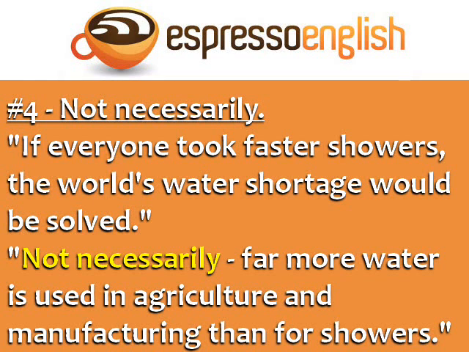Phrase number 4. Not necessarily. This phrase is often used when the statement doesn't present the entire picture. For example, if someone says, "If everyone took faster showers, the world's water shortage would be solved," you can disagree and say, "Not necessarily. Far more water is used in agriculture and manufacturing than for showers."